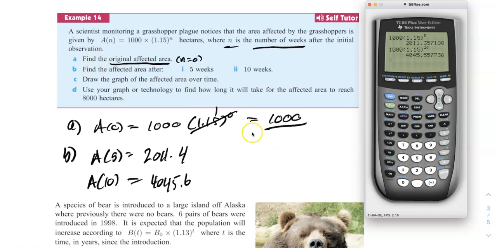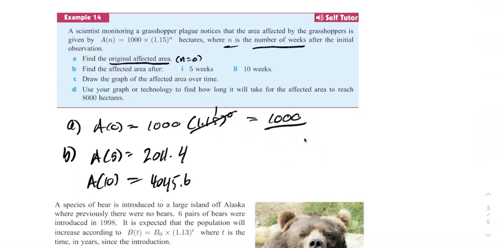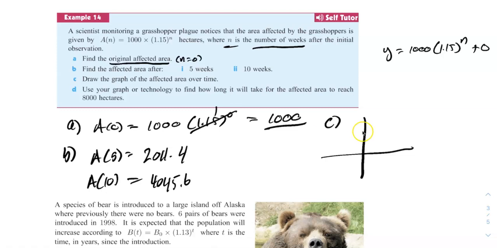Draw out the graph of the affected area over time. So we could use a calculator to do that, but honestly, we're just going to do it by hand real quick. So we should know how to graph these. Right, if I'm looking at this, there's no horizontal asymptote, right? There's nothing there, so 0 is my asymptote. And then remember what that is? My A is my initial y-intercept, so I'm going to go up to 1,000. It's my initial y-intercept, so it's going to look kind of like this. And it keeps on going.